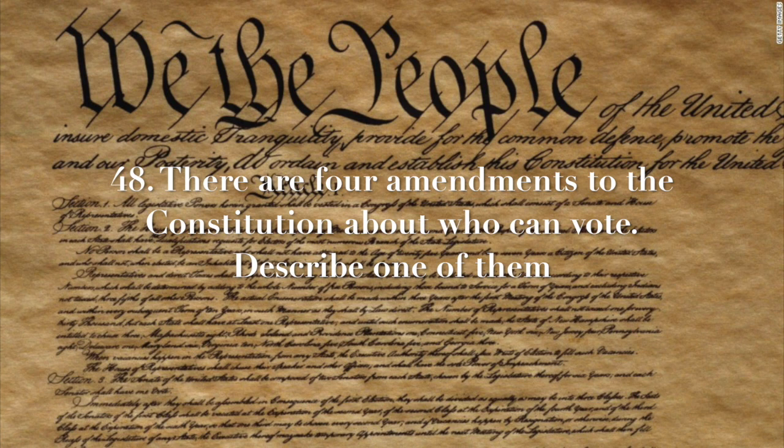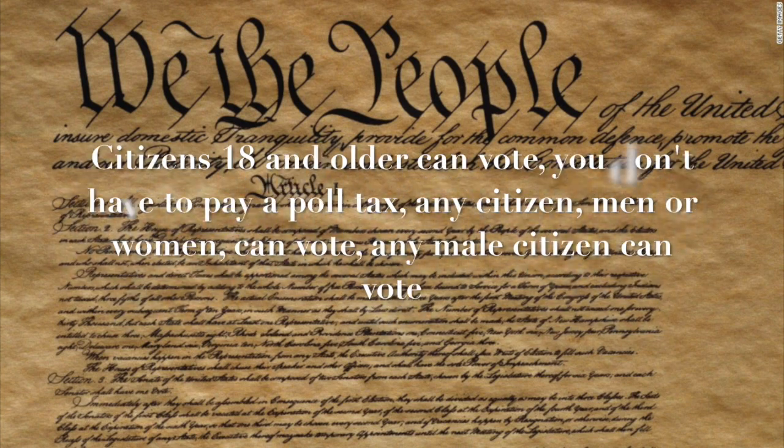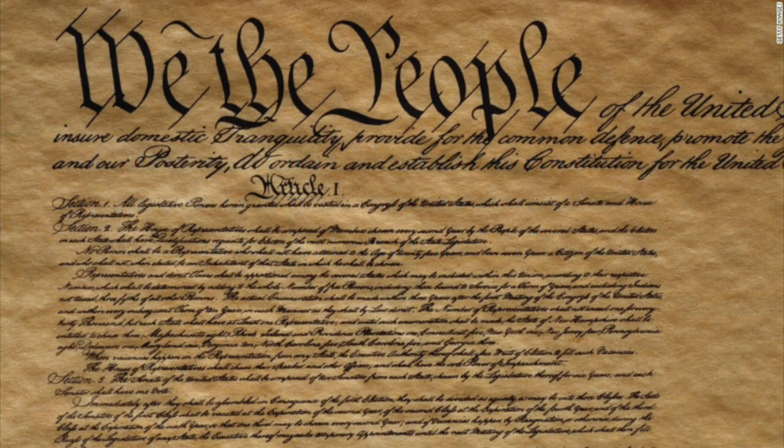Question number 48. There are 4 amendments to the Constitution about who can vote. Describe one of them. Choose from: citizens 18 and older can vote; you don't have to pay a poll tax to vote; any citizens, men or women, can vote; and male citizens of any race can vote.